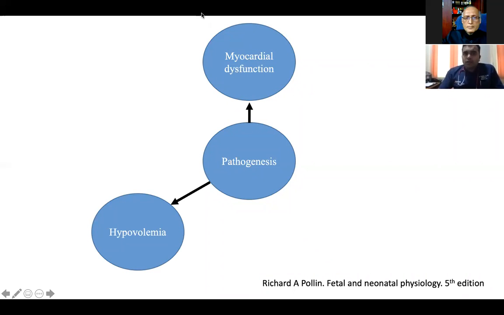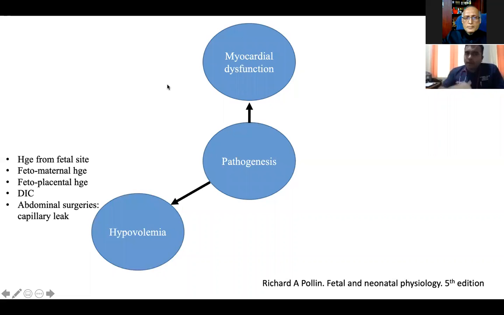So typically the causes of hypovolemia include hemorrhage from the fetal side. You have feto-maternal hemorrhage, feto-placental hemorrhage, DIC, abdominal surgeries wherein capillary leak can occur. So these all causes can result in hypovolemia, and subsequently the baby can go in for shock.